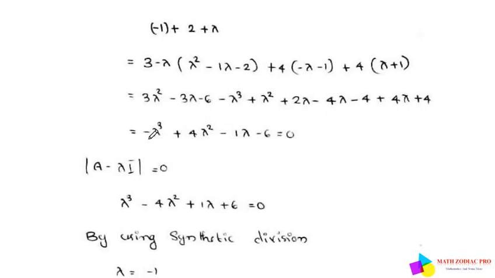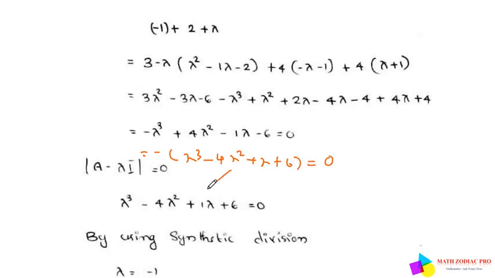Here is minus, so take minus out of the bracket. Okay, so we get lambda cube minus 4 lambda square plus lambda plus 6 equal to 0, because here the minus is taken out of the bracket.